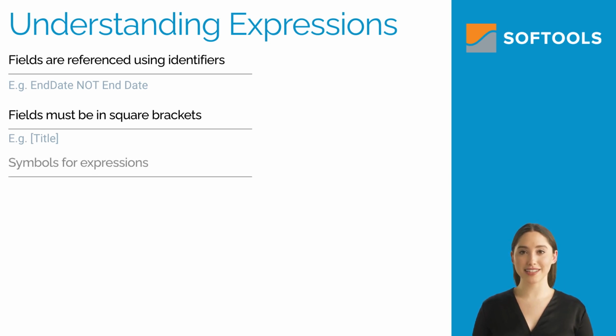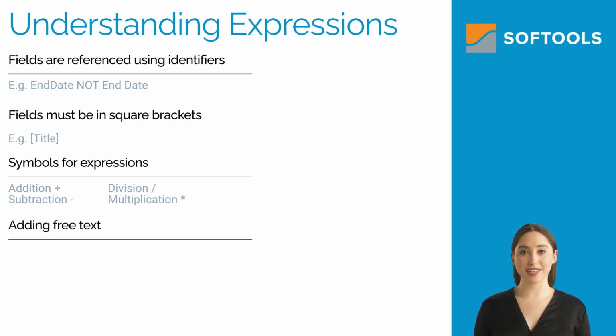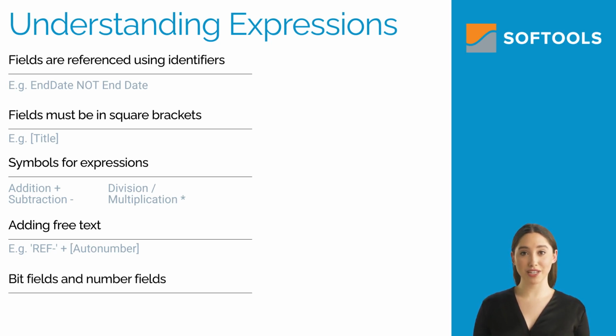The symbols for basic math equations are as follows. Addition is a plus sign, subtraction is a minus sign, division is a / sign, and multiplication is a star. Adding any text to a field can be done through enclosing it in apostrophes. This is also used to reference specific values. More about this in ABC Advanced. For example, if you had a reference field which starts with ref, and then an auto number field, it would look like this.